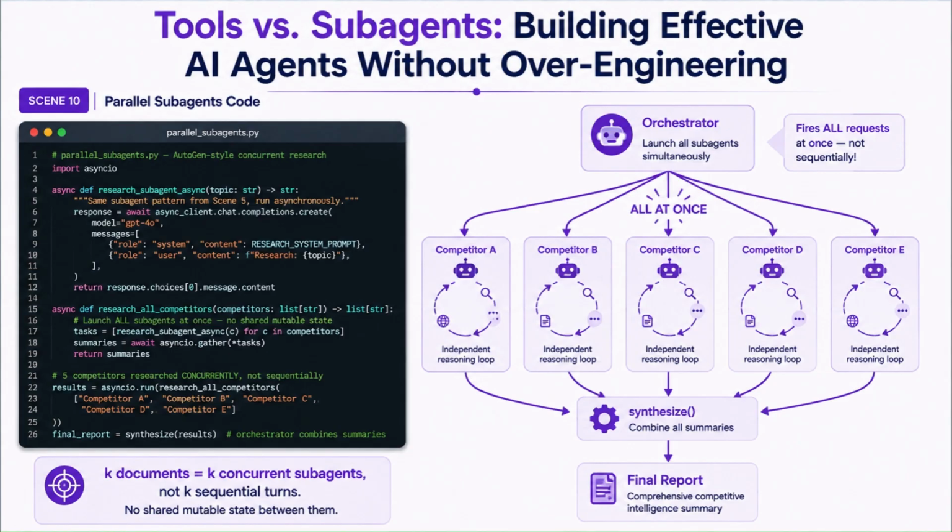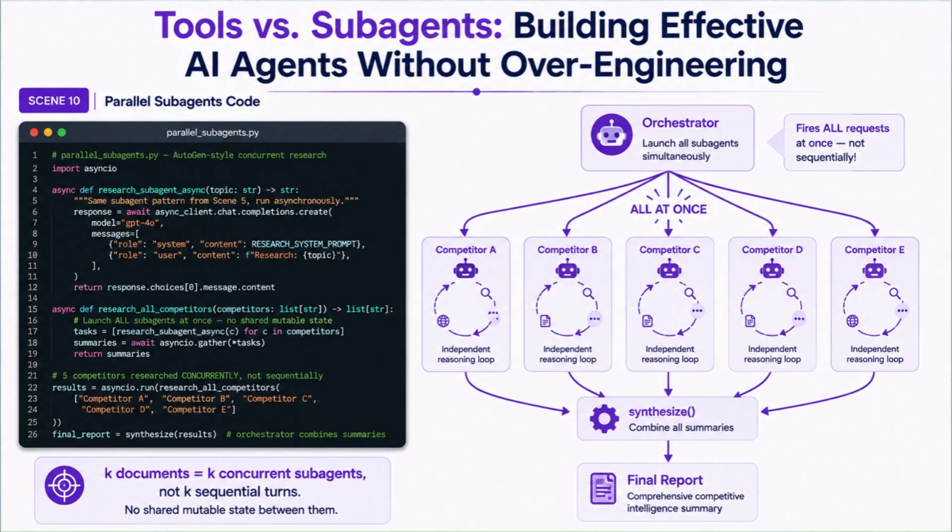Each subagent runs its own complete reasoning loop on its own dedicated topic, entirely independent of what the others are doing in parallel. Once every subagent completes, the orchestrator gathers all of their individual summaries together and synthesizes one final combined report.